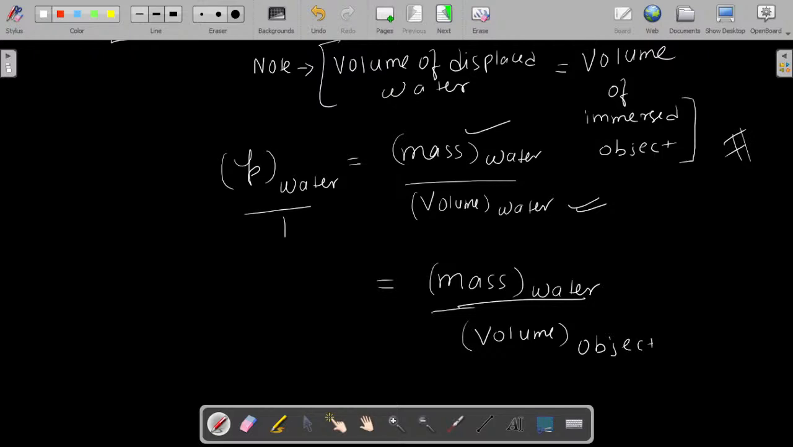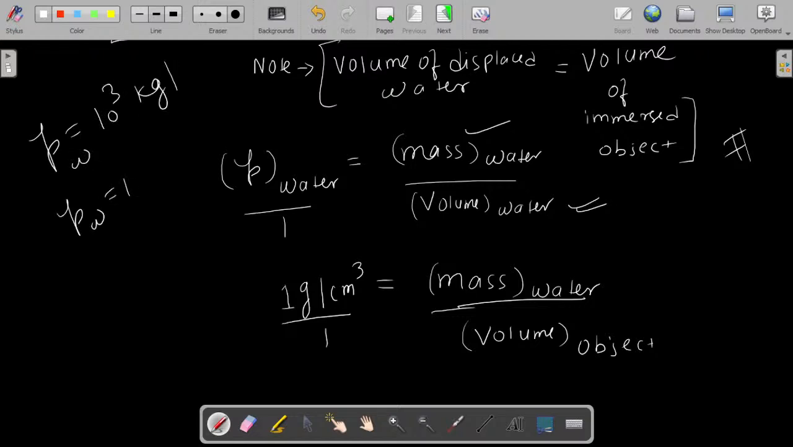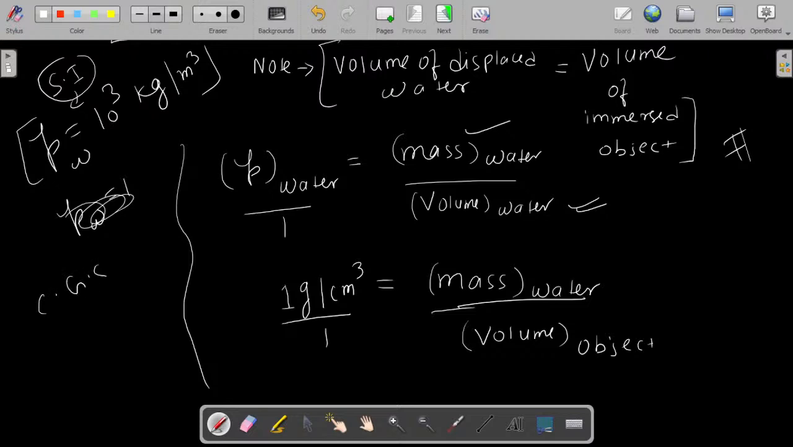Volume is given as 350 centimeter cube. That's why you have to take here 1 gram per centimeter cube. Always remember this thing. When it is in SI, we take the density of water as 1000. And for CGS, note down this: the density of water is 1 gram per centimeter cube. In this question, volume is in centimeter cube, so we have to take density as 1 in CGS.